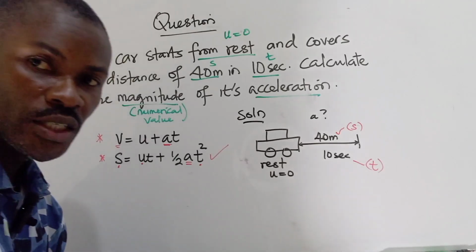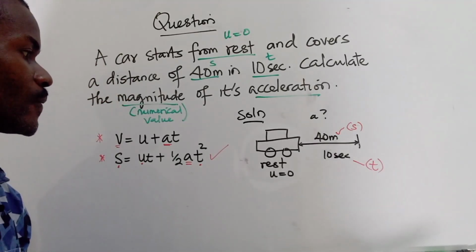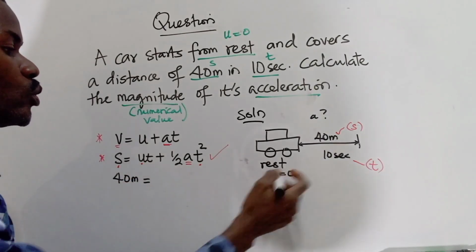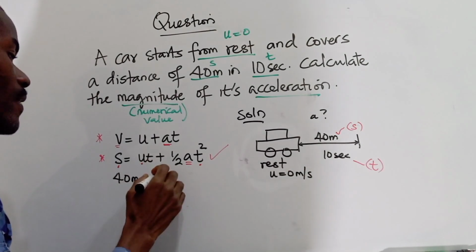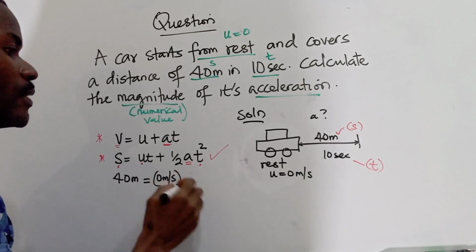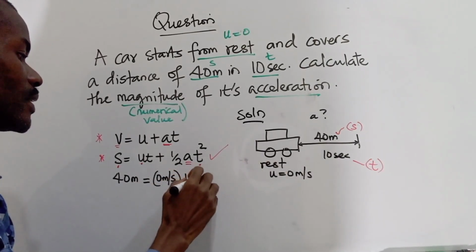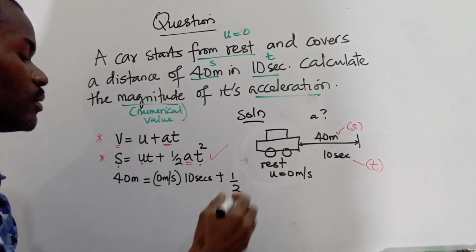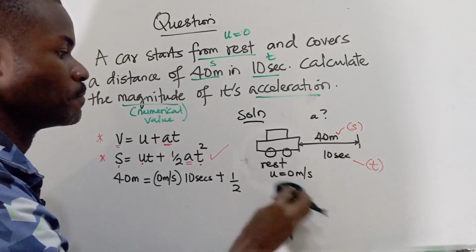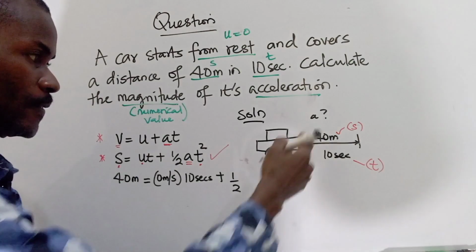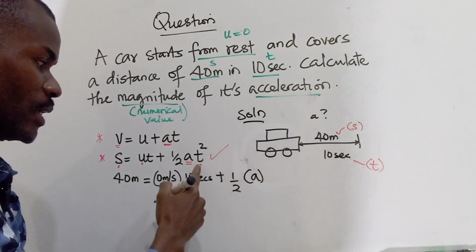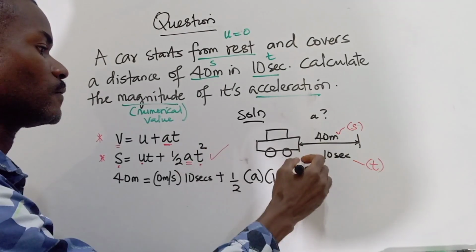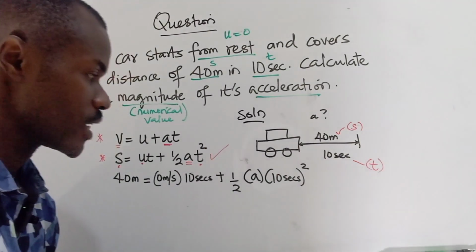So from this point, all we need to do is substitute values. I can see that my S, 40 meters, is equal to our U, which is 0 meters per second, multiplied by T, which is 10 seconds, plus half multiplied by A. Our A is what we have to solve for, multiplied by T, which is also 10 seconds, squared.